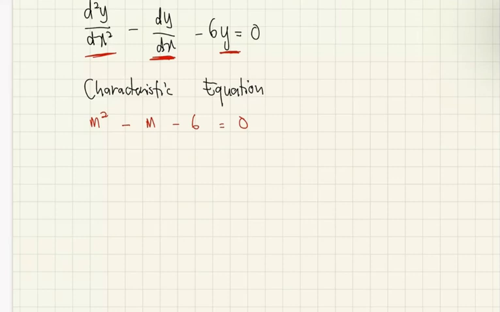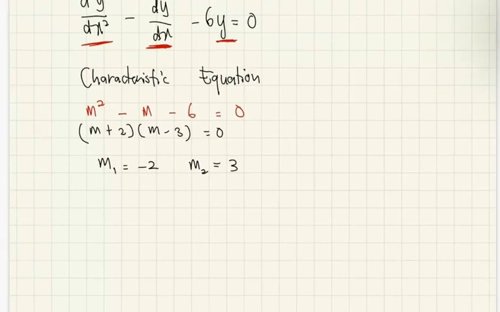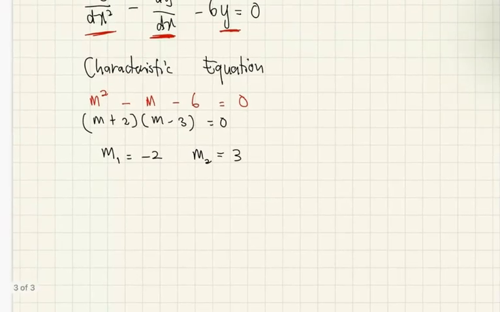If you want to factorize, you also can factorize. So if I factor this one, I will have m plus 2 multiply m minus 3, and this equal to 0. So we have two values of m. So m1 equal to minus 2 and m2 equal to 3. So this is the first case. The first case is we have real and distinct roots.